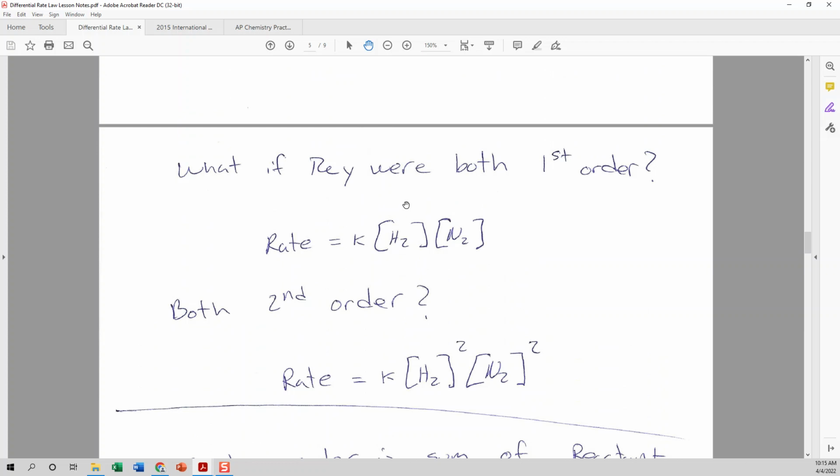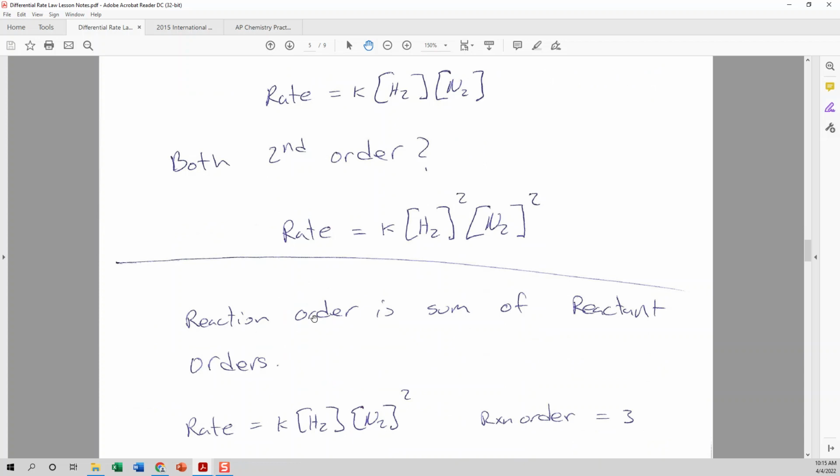Sometimes you're asked, after you determine, or it's been determined, each reactant order. Like, the reaction order with respect to each reactant, meaning, if this is my rate equation, the reaction order with respect to hydrogen is second, and with respect to nitrogen is also second. Sometimes you're asked for the overall reaction order, and that's really easy. It's just the sum of the reactant orders.